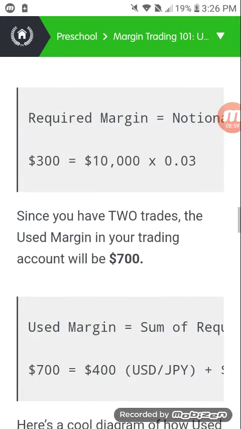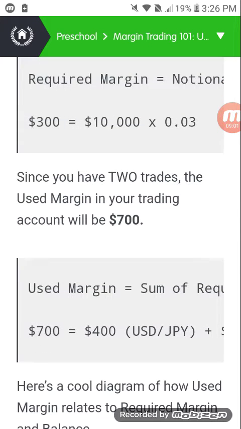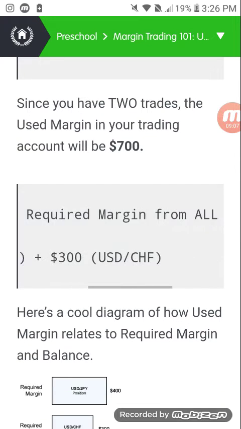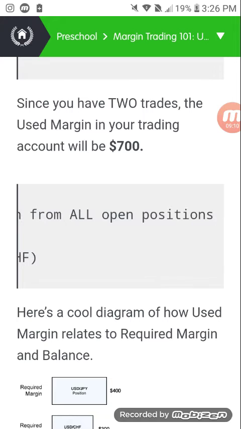So now you have two trades open. Since you have two trades open, the used margin in your trading account will be 700. So the used margin is the sum of the required margin from all of those open positions.